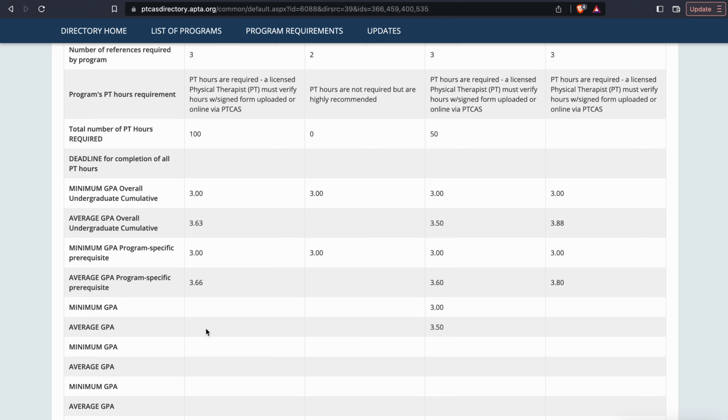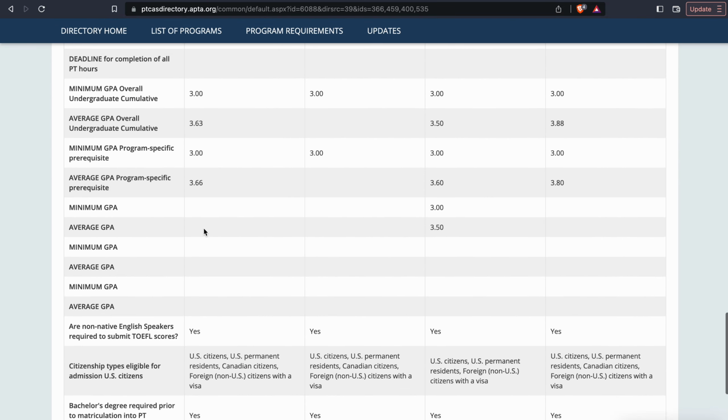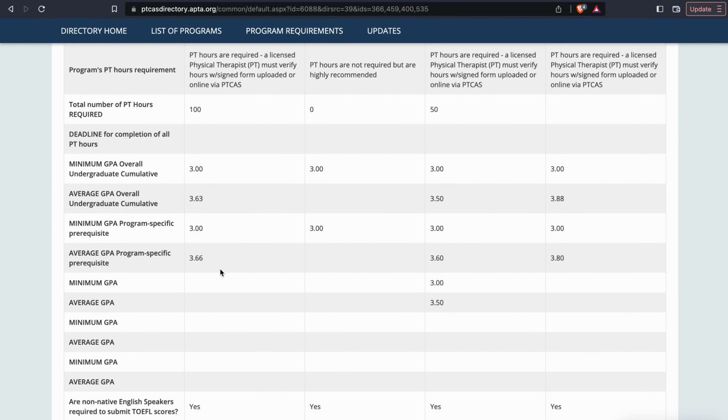Okay, so average overall GPA for cumulative, 3.63. This is for UNLV, okay? So that gives us good information. Program-specific prereq, 3.66. And then Angelo State, 3.5, 3.6. Eastern Washington's is crazy. Cumulative GPA, 3.88. And average prereq is 3.8.